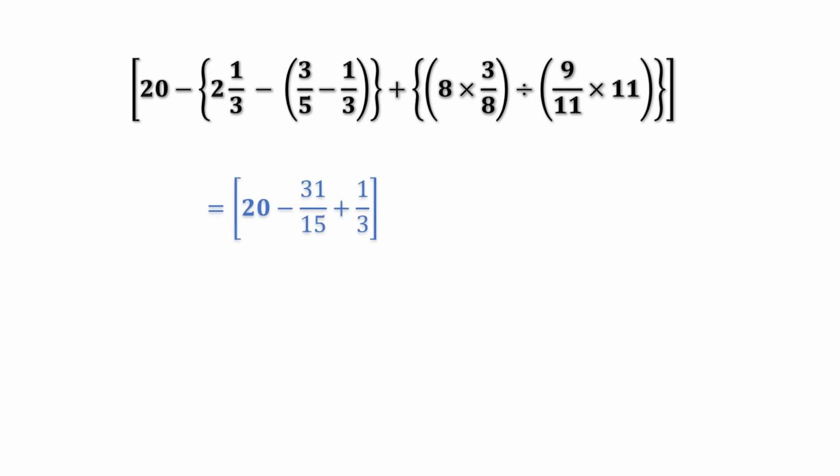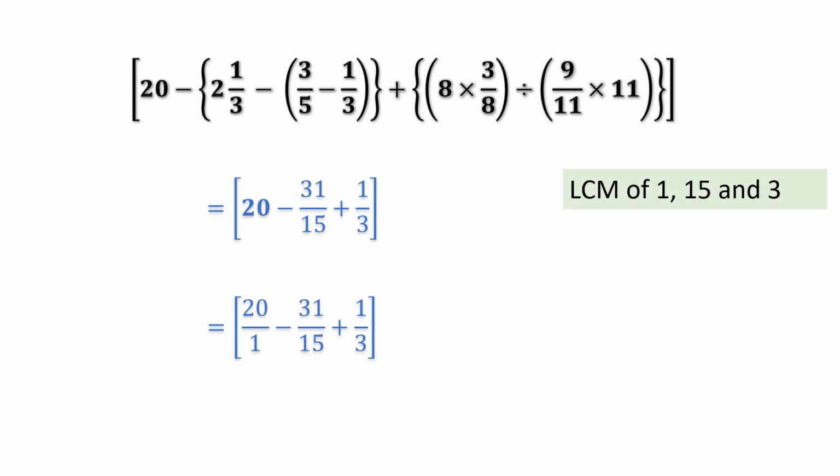Okay, so 20 minus 31 by 15 plus 1 by 3. Now there are two fractions and one whole number. So why keep it as a whole number? Let's make all three of them fractions. Now 20 can be written as 20 by 1 because if there is 1 in the denominator, we can just ignore it and also write 20. So 20 is the same as 20 by 1.